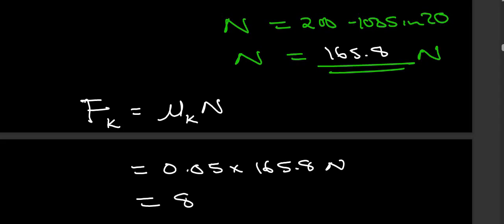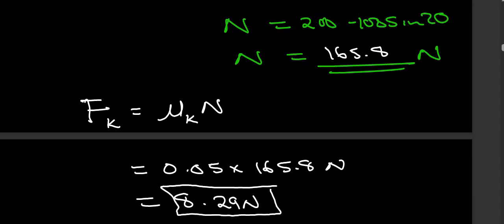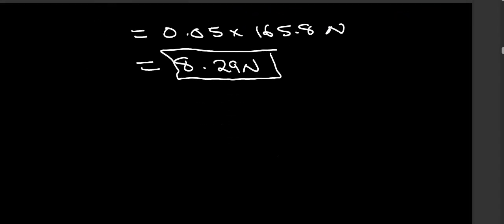8.29. So the friction is 8.29 newtons. So we know this is the amount of force that we're being slowed with. So it's slowing down by 8.29. So we're going to say the winning force was 100 cos 20. Okay, so this already answers part A of the question.